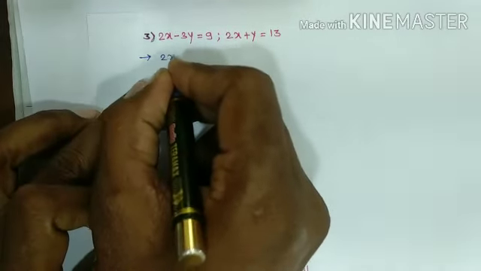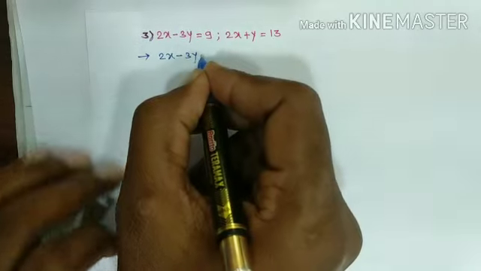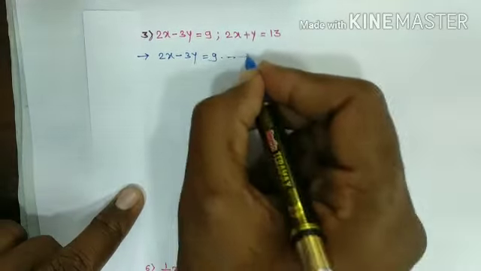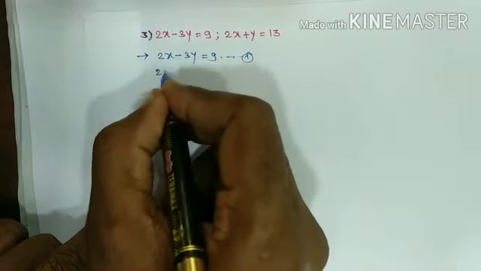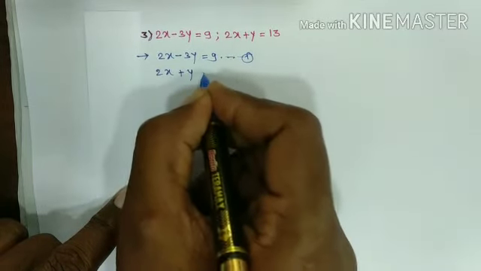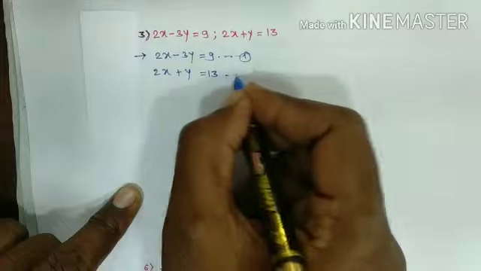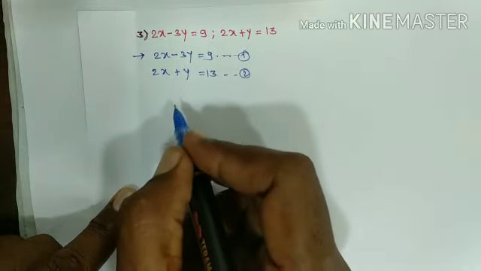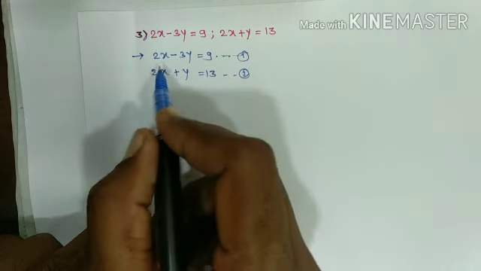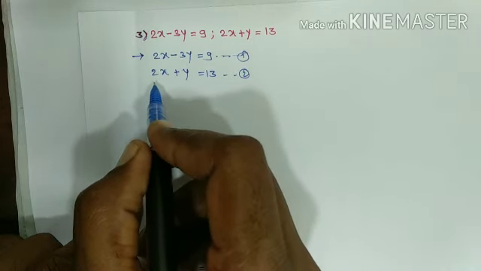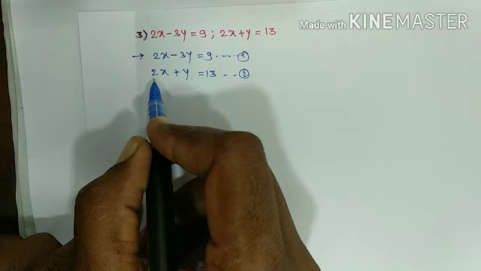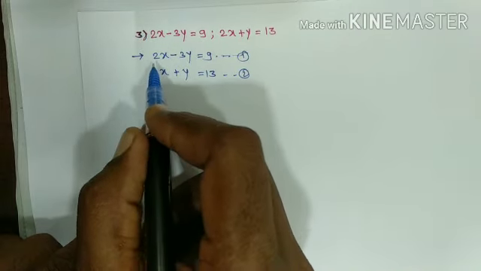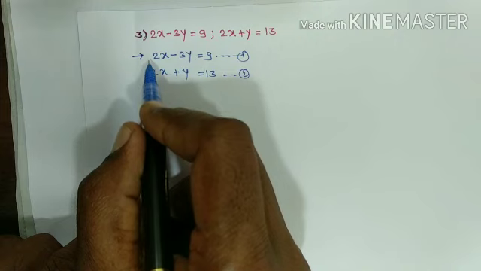Now in example third, the equations are 2x minus 3y equals to 9. First we write these equations. 2x minus 3y equals to 9. This is equation first. Then 2x plus y equals to 13. This is equation second. Now when we observe these two equations, here the coefficients of x are the same, that is 2x and 2x, and the sign of both of them is positive.